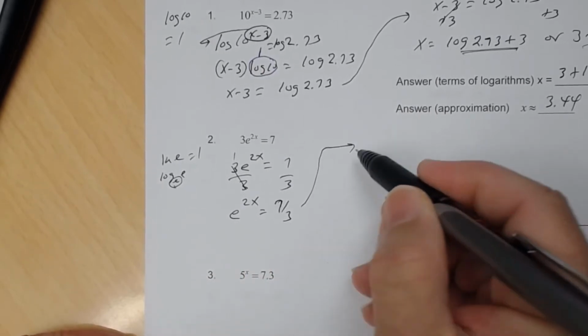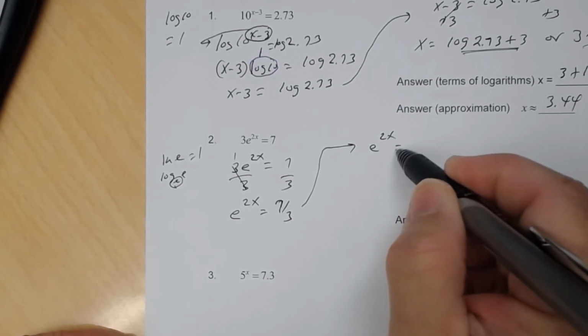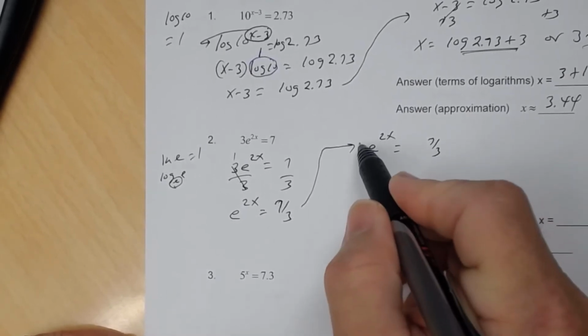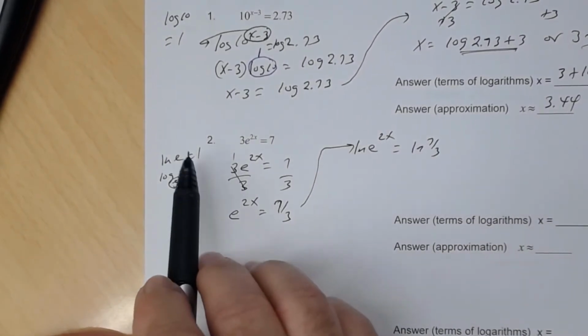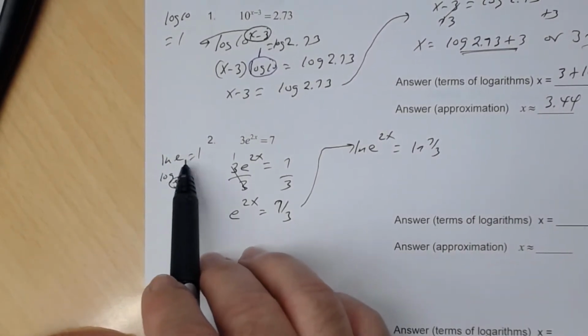Now I'm going to go ahead and rewrite that here. So e to the 2x equals, I'm going to leave some space. Alright, now I'm going to take the natural log of both sides. So remember, take the natural log in this case because the base is e, so that way you can use the fact that the natural log of e is just 1.